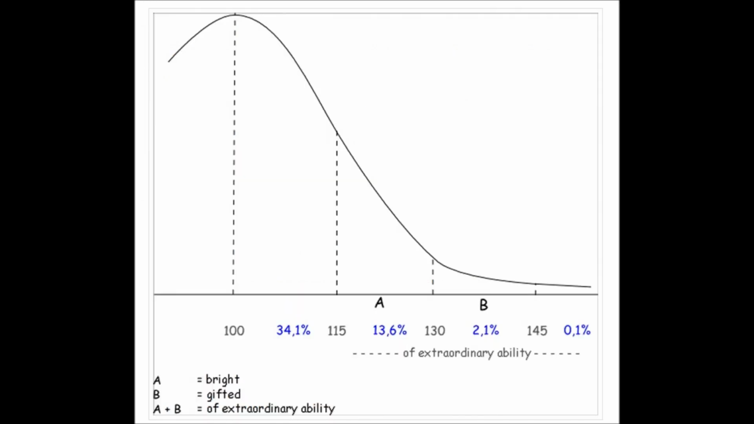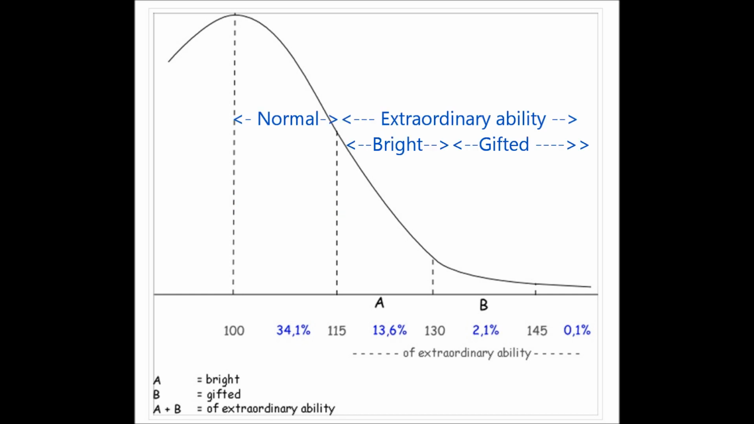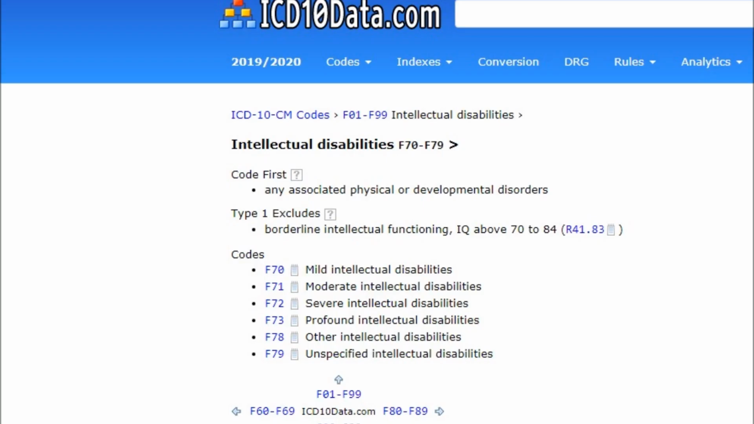Here we can see the sigmas. 100 is the average, then 115, 130 and 145. All these lines are sigma 1, 2 and 3. If you are above 115, you are bright. If you are less than 115, you are normal. If you are above 130, you are gifted. But this curve goes also to the other side.